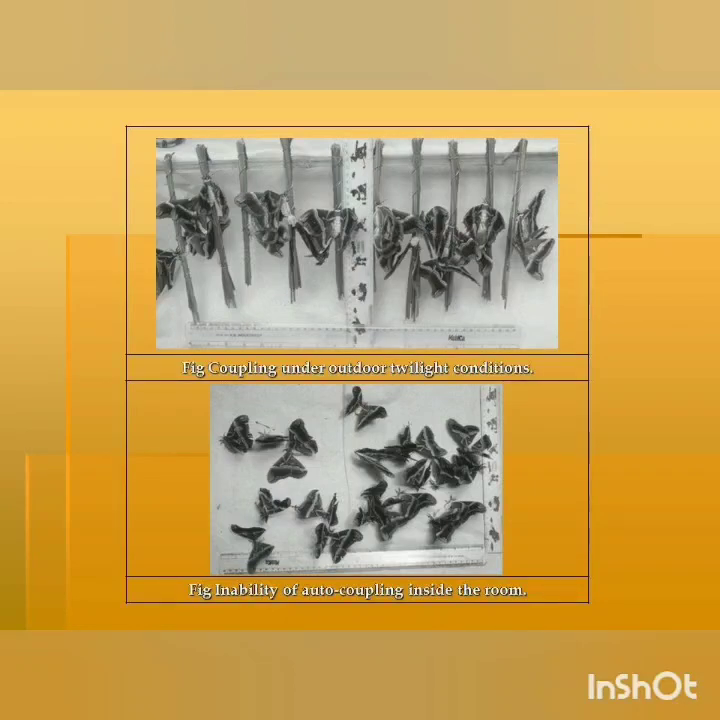This is the experiment which we did. In twilight conditions, the moths coupled 100%, and inside the room, the moths are scattered. They do not couple because they cannot communicate with the help of ultraviolet light.